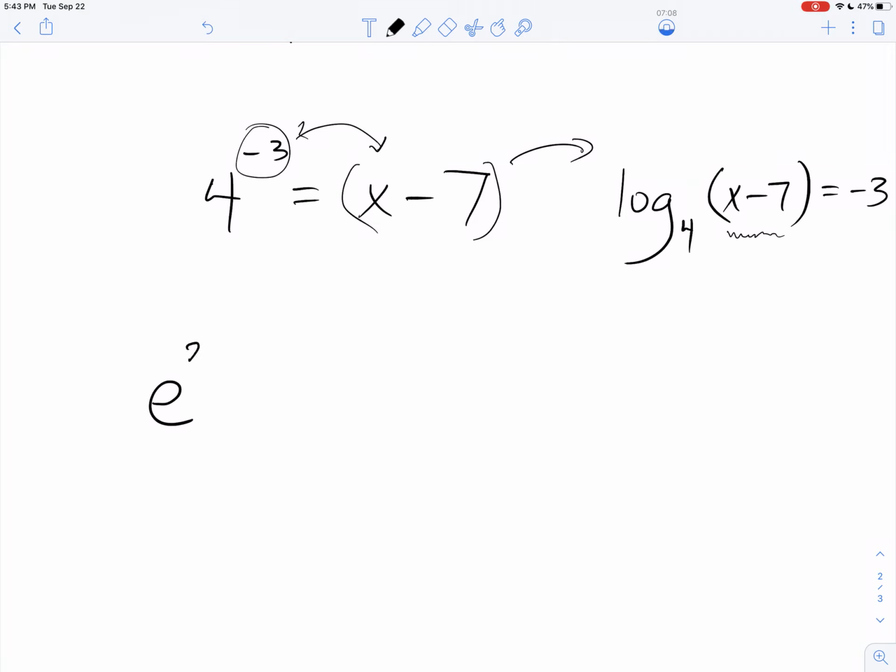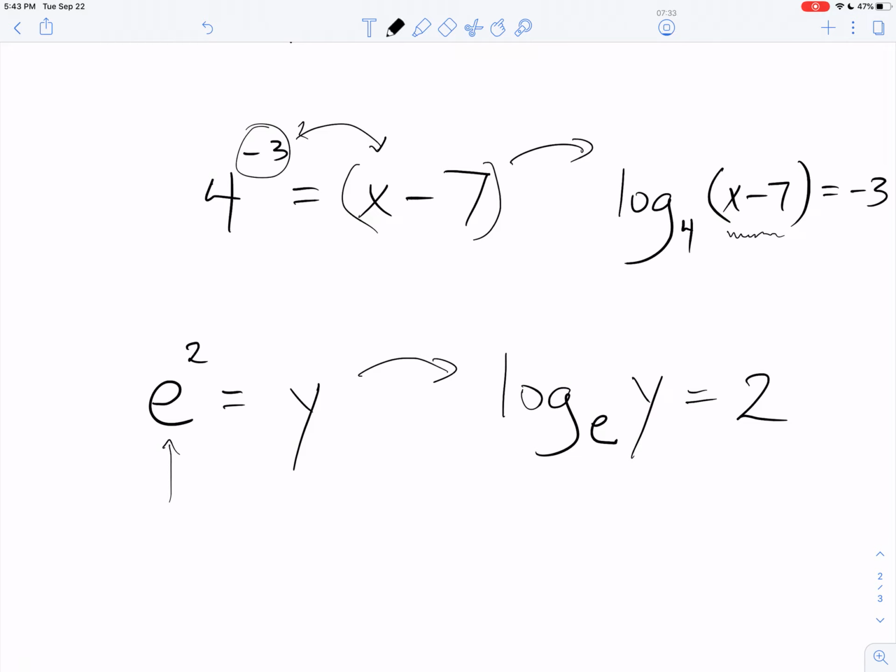So what about this? e to the second equals, I don't know, y. What if they gave me something like that? And I said, okay, well, what thing is the base here? The base is the base. It's e. So if I was going to convert it, I would say log base e, and then flip-flop of y equals 2. To convert, it's not hard. But this is not the answer you would see in the book. The answer would be natural log y equals 2.